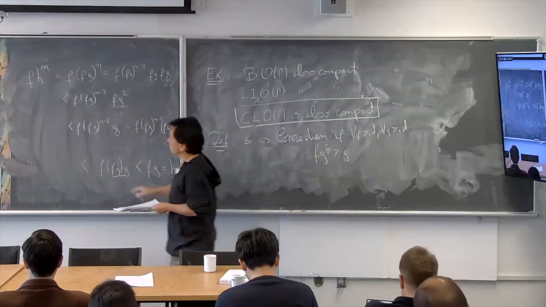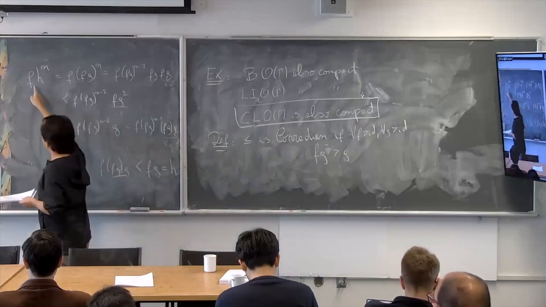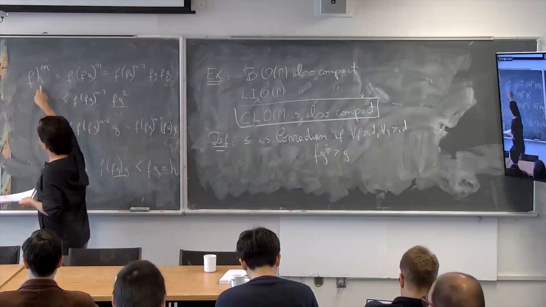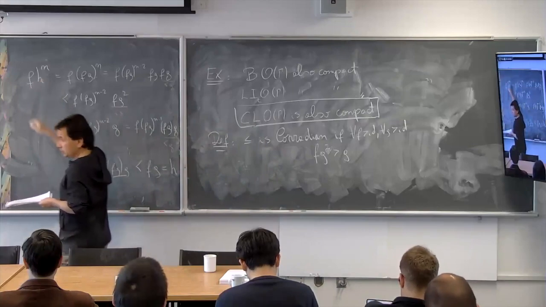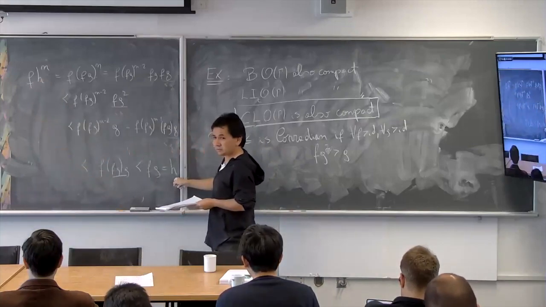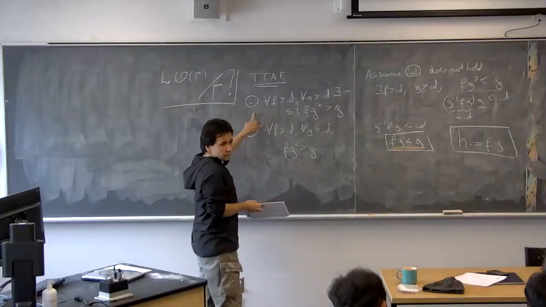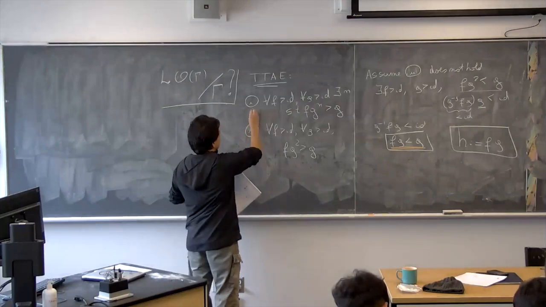So in the end, what I got are two positive elements f and h, and f times any positive power of h is smaller than h. So one doesn't hold. So this implies that this is true.